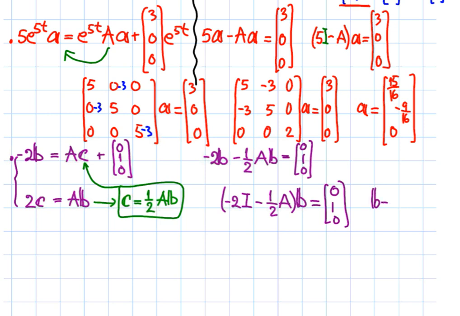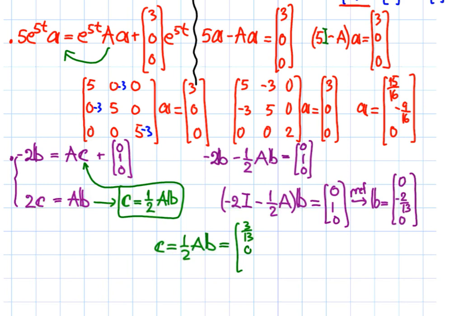If we do it, we're going to get 0, -12 over 13, -2 over 13. After we do the reduced row echelon form, we should get that. And finally, actually no, there's a few more. And then C equal to 1/2 AB. We just take 1/2 of A times the matrix B we just found, and we should have 3 over 13, 0 and 0. That is for B.